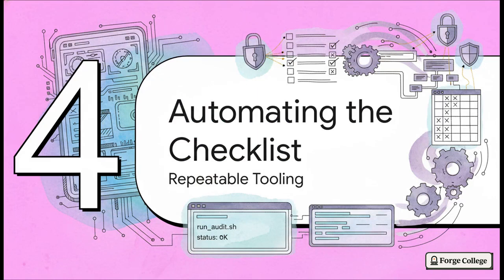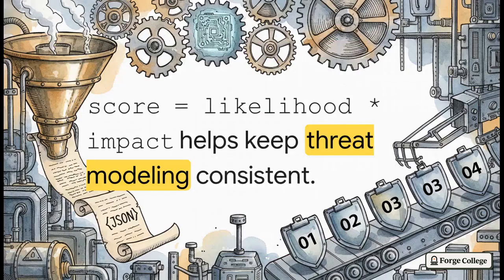All right, Section 4, automating the threat checklist. Because, let's be real, doing this manually in a spreadsheet for every single minor wallet update gets tedious incredibly fast. We need repeatable tooling. The good news is you do not need heavy, bloated enterprise software to do this. A tiny, minimalistic Python script can just ingest a JSON file of your wallet's profile, run that exact likelihood times impact math we just talked about, and instantly spit out a rigorously sorted threat list. It's computationally repeatable and, best of all, incredibly auditable.